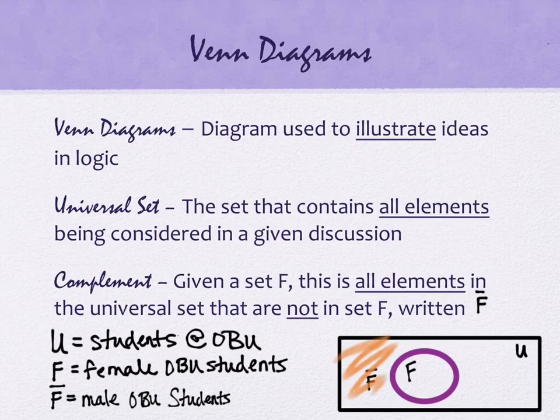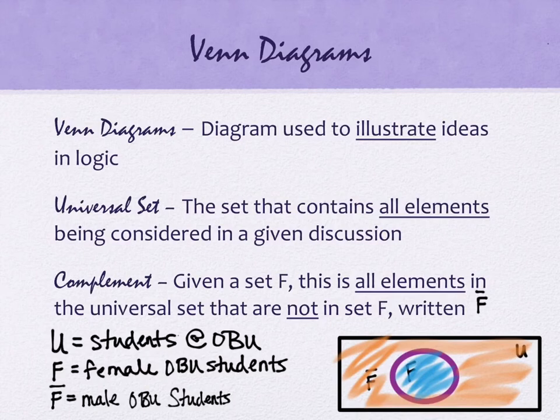So F complement is everything I'm highlighting in orange. F is everything I'm highlighting in blue, right? And the universal set is all of it. It includes everything.